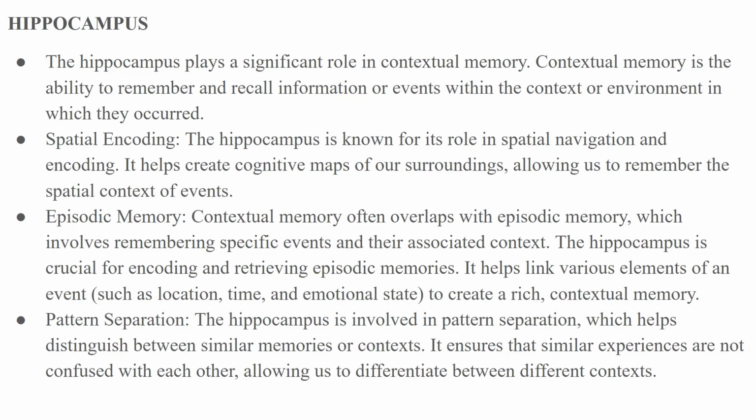The hippocampus is crucial for encoding and retrieving episodic memories. It helps link various elements of events such as location, time, emotional state to create a rich contextual memory. Then pattern separation: it is involved in pattern separation, which helps distinguish between similar memories or contexts. It ensures that similar experiences are not confused with each other, allowing us to differentiate between different contexts.